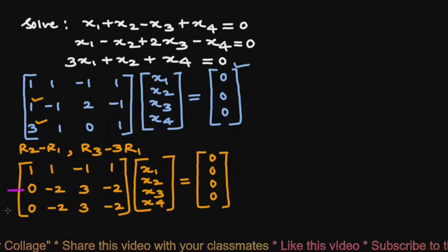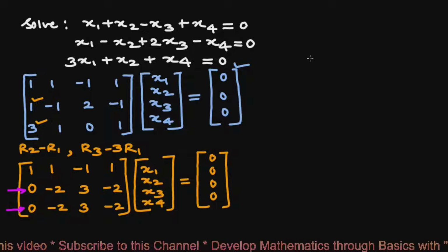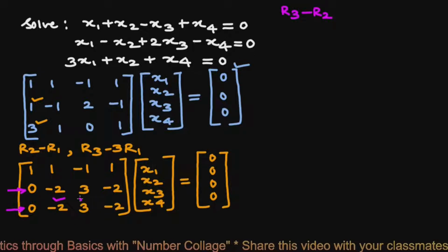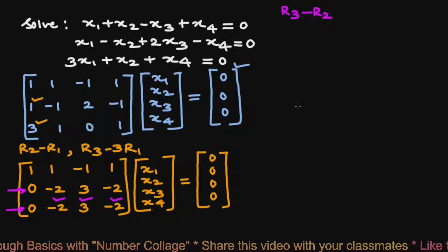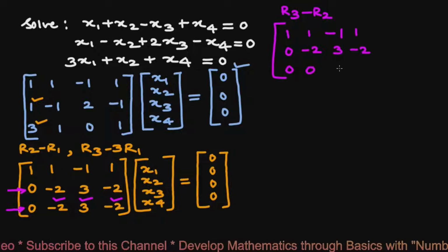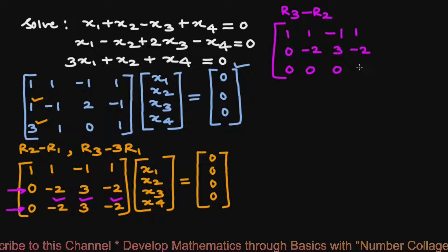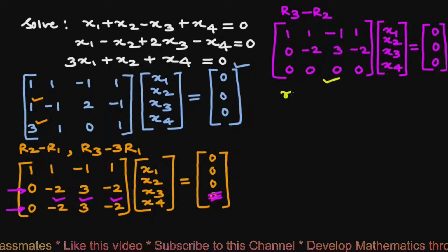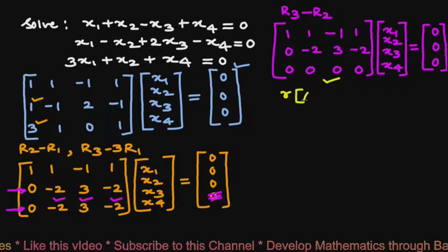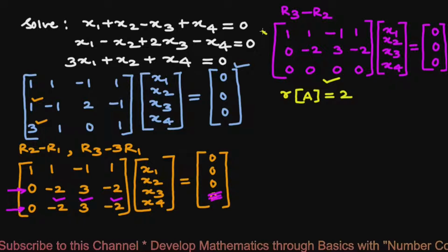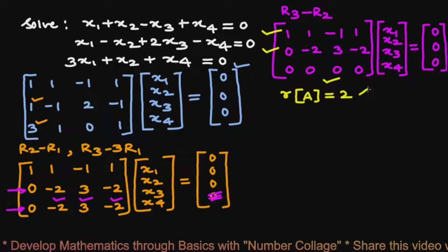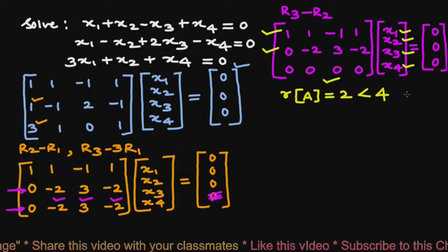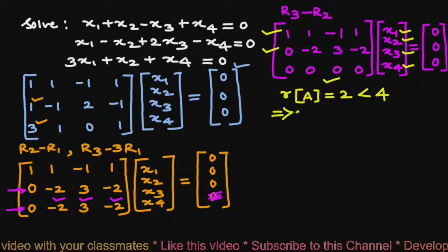Since the second row and third row are equal, we will perform R3 minus R2 to convert this minus 2, 3 and minus 2 to 0, 0, 0. Now the coefficient matrix is converted into row echelon form. The rank of the coefficient matrix A is 2 because there are 2 non-zero rows, which is less than the number of unknowns 4, which implies the system has non-trivial solutions.